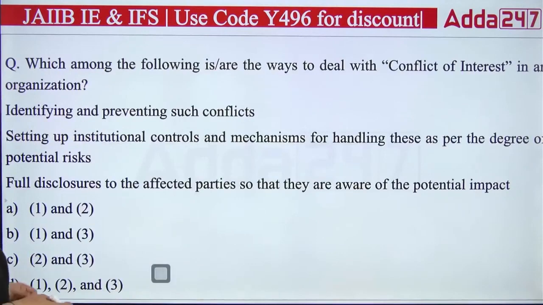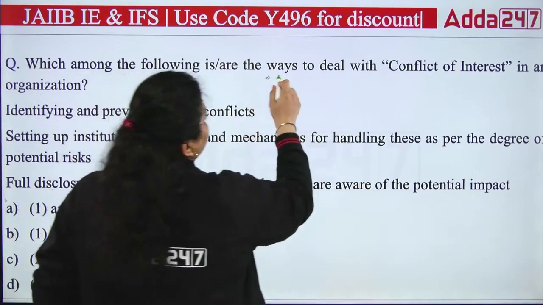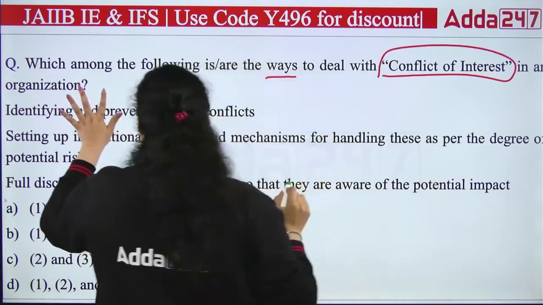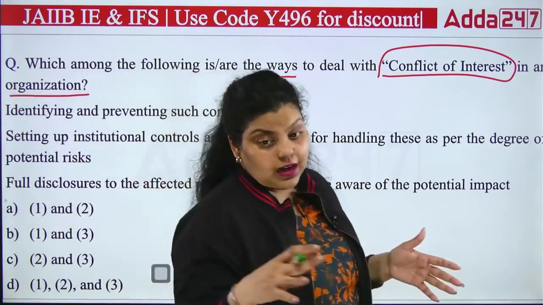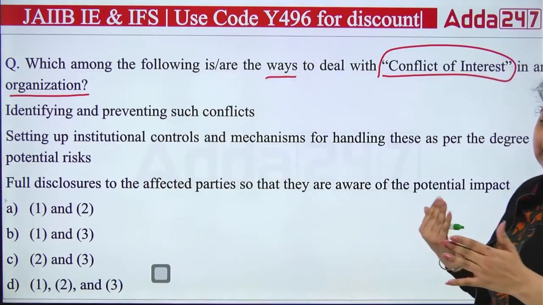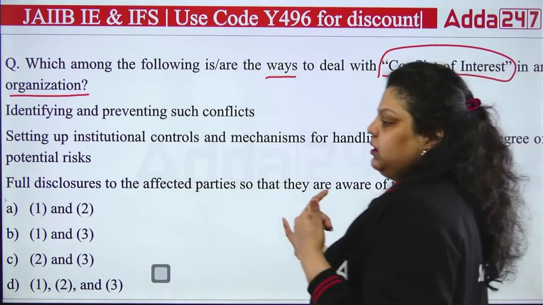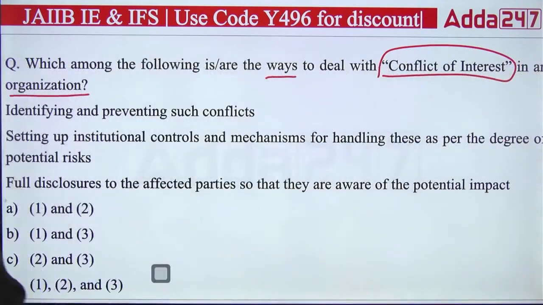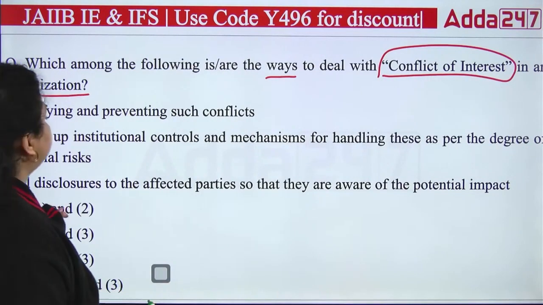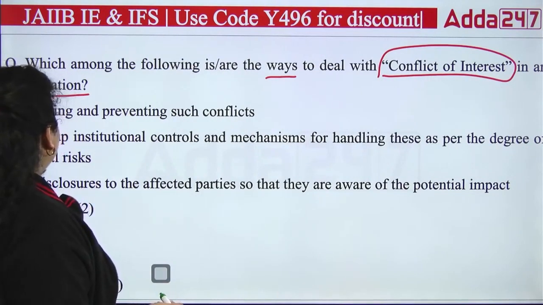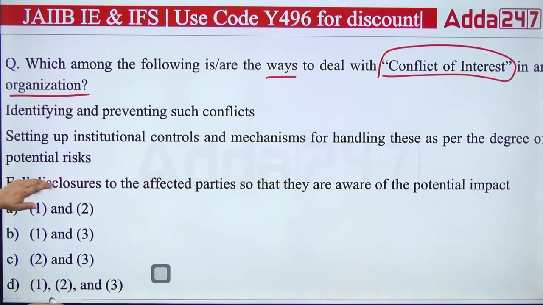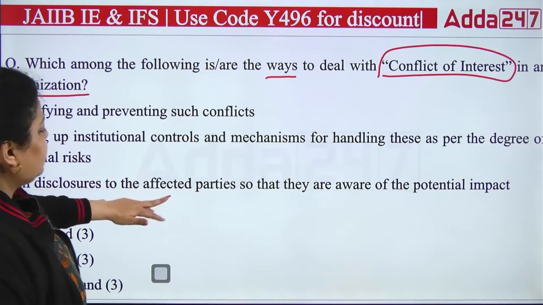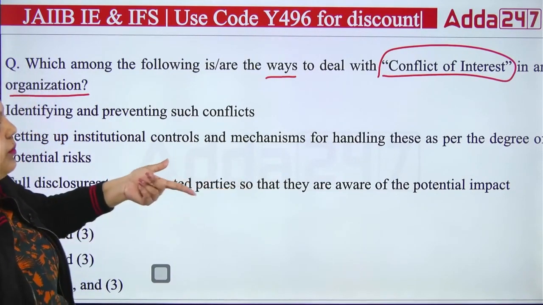Next question we have, which among the following are the ways to deal with conflict of interest in an organization? Okay, so what are the ways in which we deal with the conflict of interest in an organization? Conflict of interest simply means conflict in ideas, conflict in reasons why we are doing the task, or the objective behind it. First, identifying and preventing such conflicts. Second, setting up institutional control and mechanism for handling these as per the degree of potential risk. Third, full disclosure to the affected party so that they are aware of the potential impact.